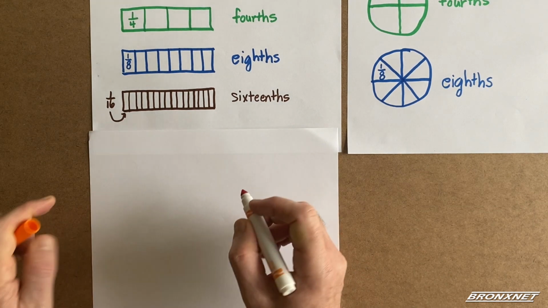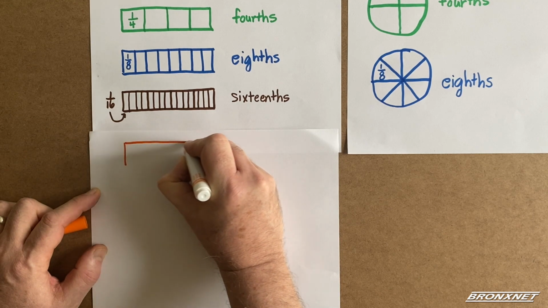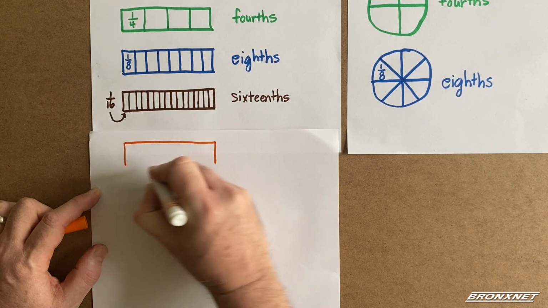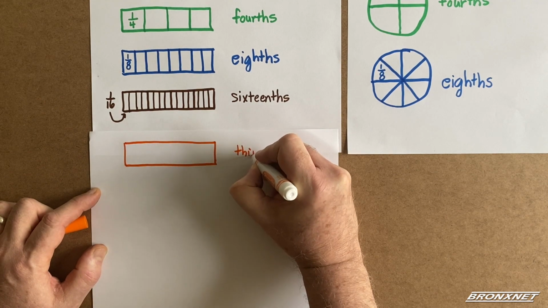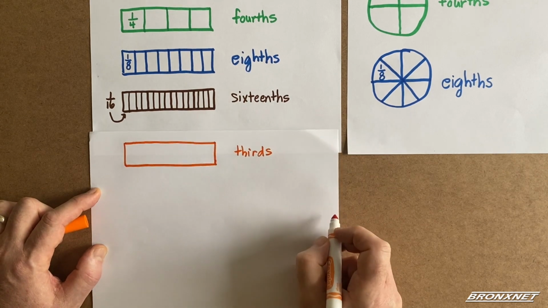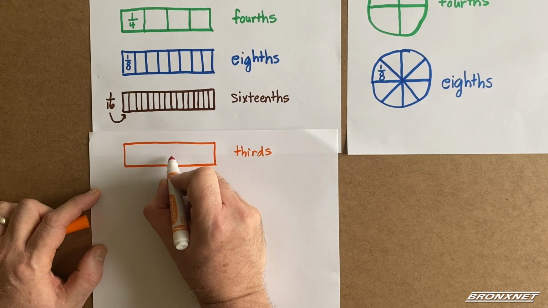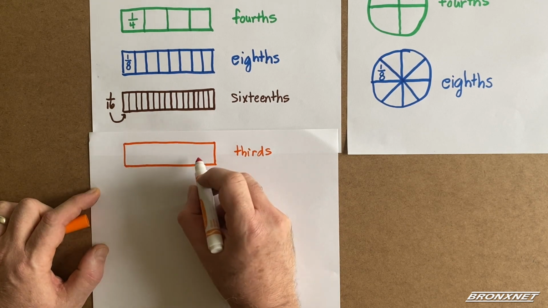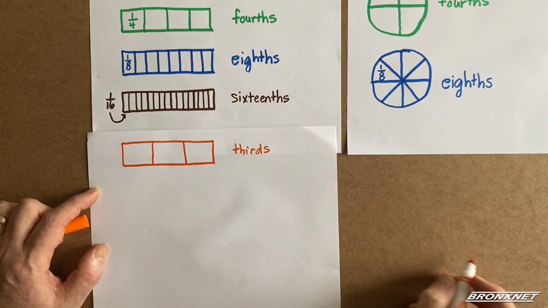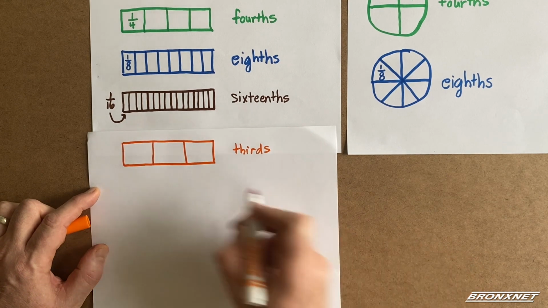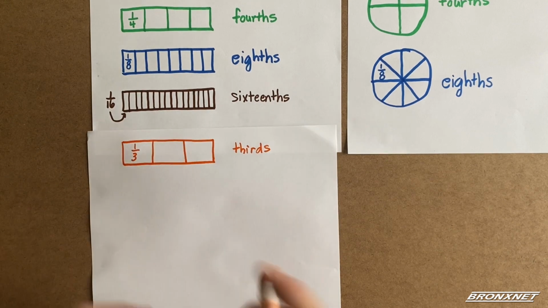So if I'm going to do my thirds, again, I'm going to stack them so that my eye can see how long this rectangle would be. These are going to be thirds. Thirds are not so easy because I have to use my eye and I have to figure out, make 3 equal pieces here. So let's see how I do. Okay, I think I did that pretty well. So I have 3 equal parts and each one is 1/3.